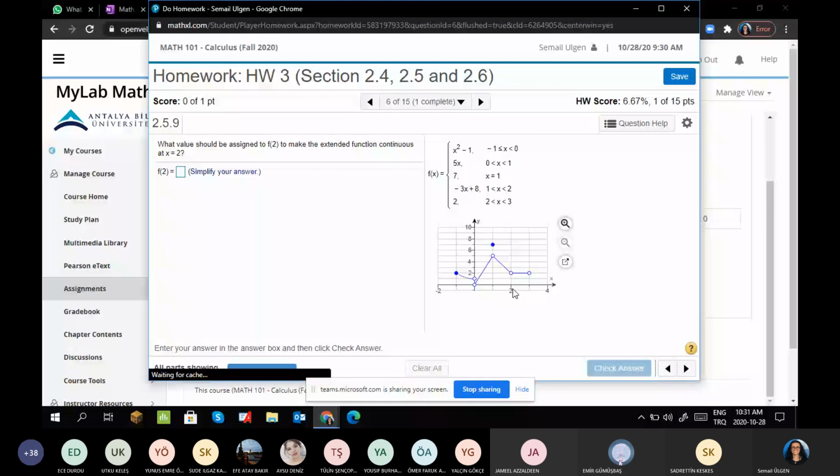Continuity requires three things. One, the function has to be defined at that point.